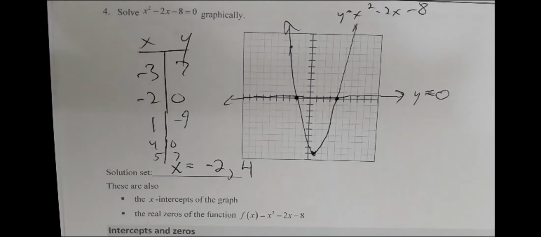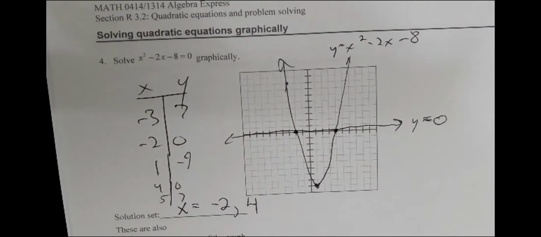These are also the x-intercepts. They're the real zeros of the function. So if we're talking about zeros of the function, we're talking about where y is equal to 0. We're talking about the x-intercepts of that function.